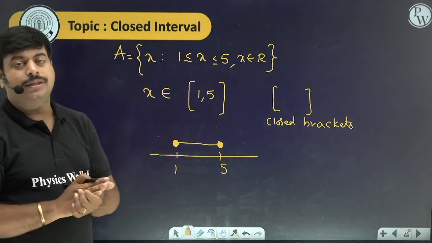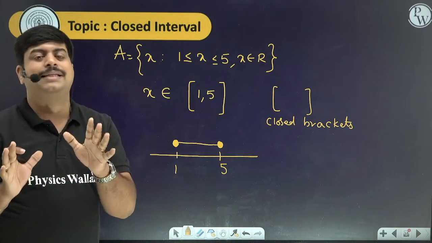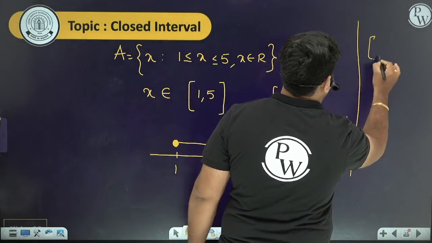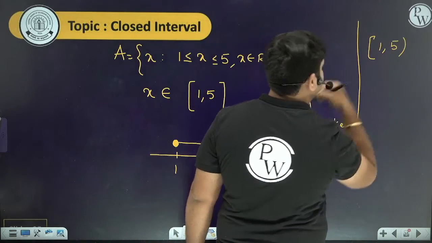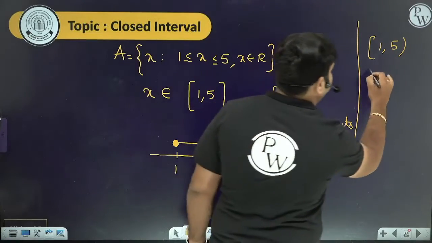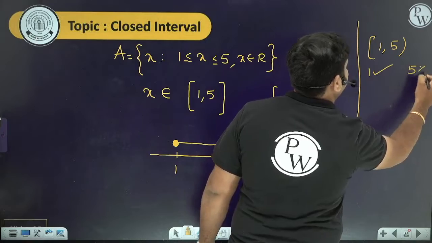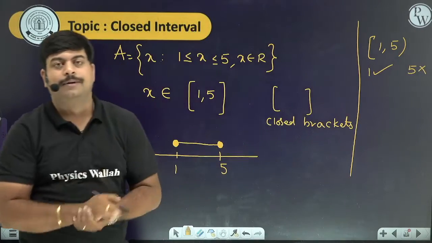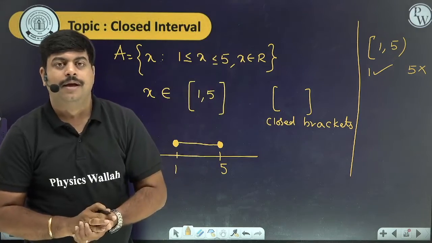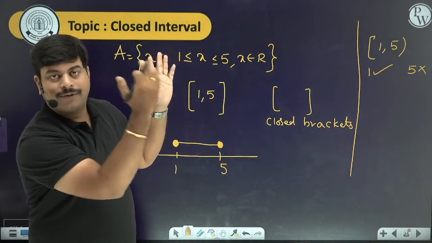And in some questions, we may mix these two. That means we may mix like this. See here, if I write 1 to 5 open, what happens in this case? 1 can be included, 5 should not be included. It is closed at 1 and open at 5.